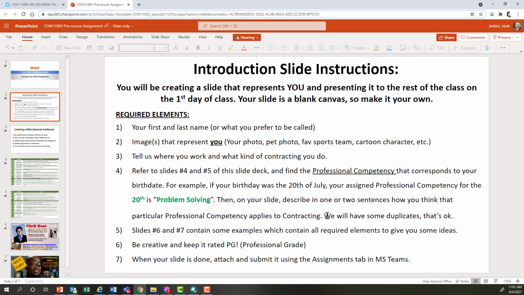Okay, and yes, we will have some duplicates, but that is just fine. That is not a problem because everyone's going to have different takes on how their assigned professional competency applies to contracting. And then slides 6 and 7 contain some examples that contain all the required elements to give students some ideas. And finally, they just need to be creative and keep this rated PG. And when their slide is done, they attach and submit it using the Assignments tab in MS Teams.